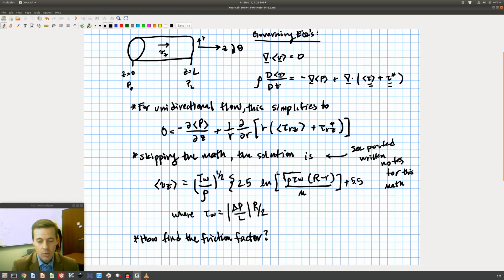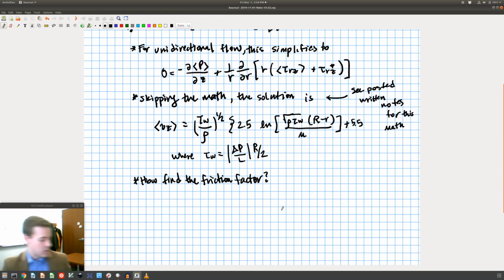You get something where you have a natural log in it, and it's often written in terms of the wall shear stress. So what we want to do is be able to calculate the friction factor given this velocity profile. How do we do that? Well, there's two steps to doing this. The first step is we need to calculate the average velocity u. So that's the average velocity.